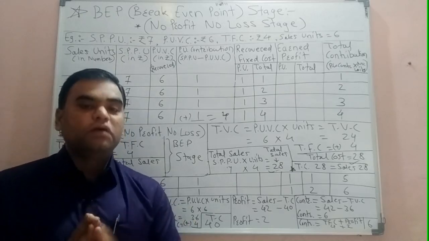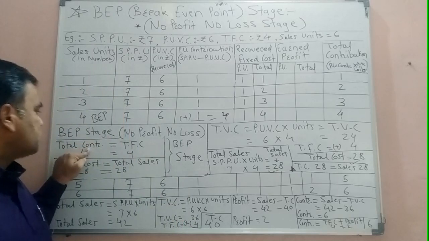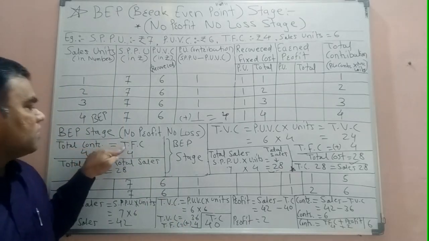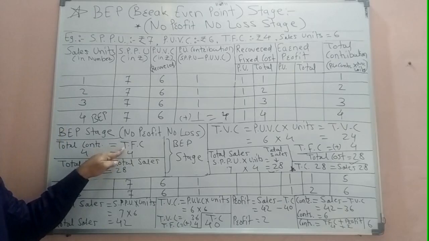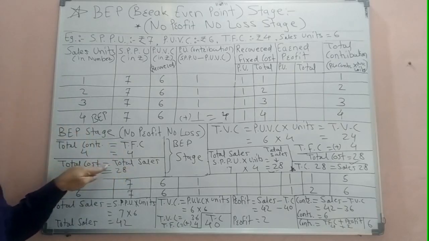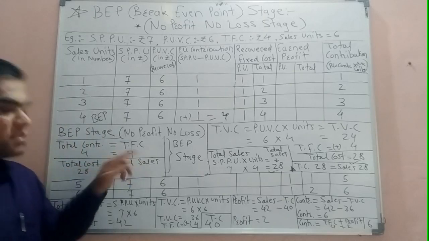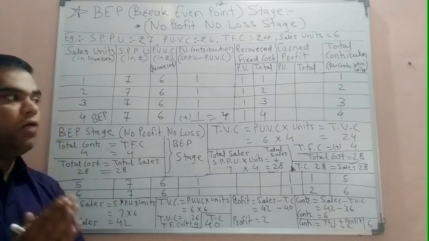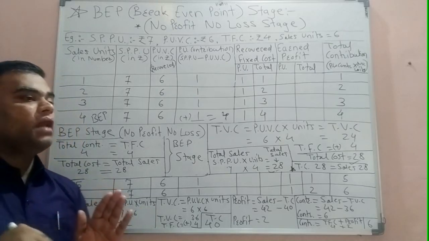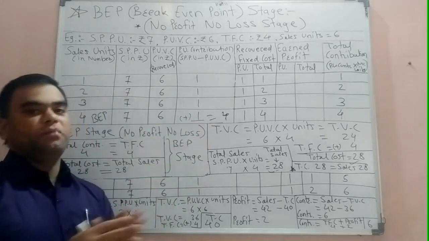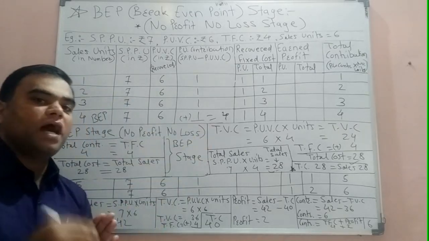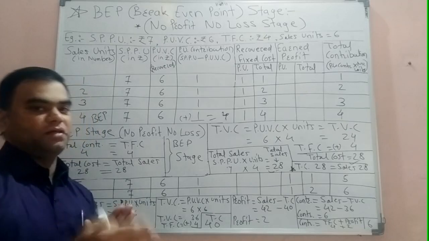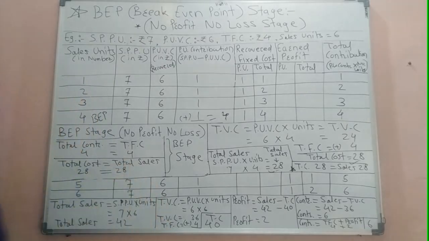When total contribution becomes exactly equal to total fixed cost, then automatically our total cost becomes exactly equal to total sales. These things we have discussed up to this level. Now we are going to discuss what will happen if we sell more than BEP units. Then we will start earning profit per unit. How? Now look at this table again.